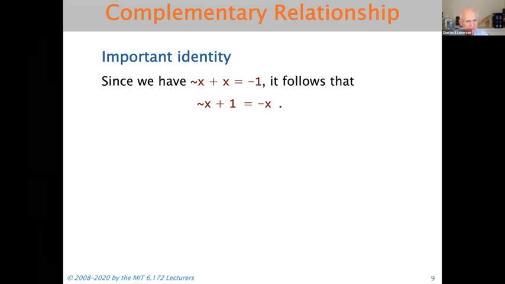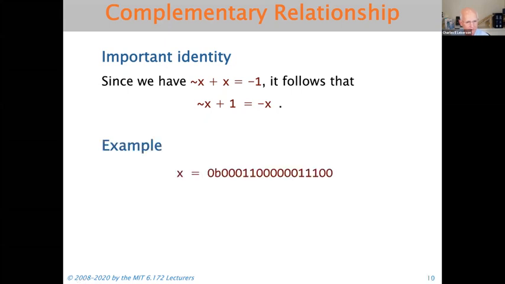There aren't going to be any carries, and you simply get a 1 in the output of every position. Now if I add 1 minus x to both sides of this first equation, I get tilde x plus 1 is equal to minus x. And that shows how we can compute minus x: we just complement every bit and add 1.